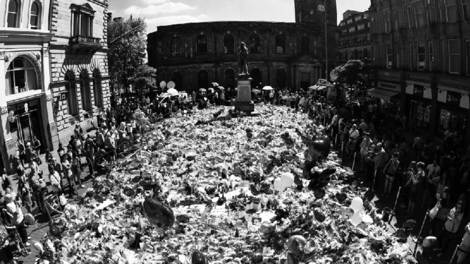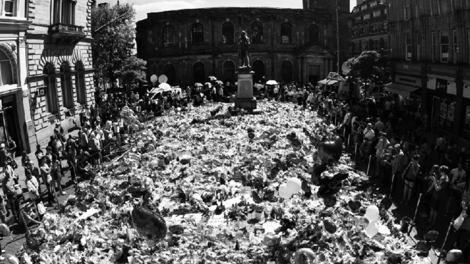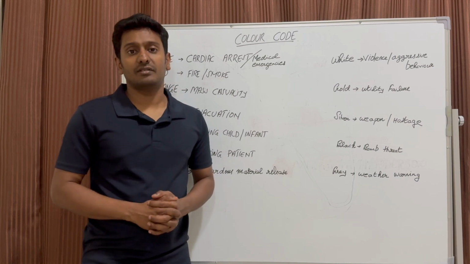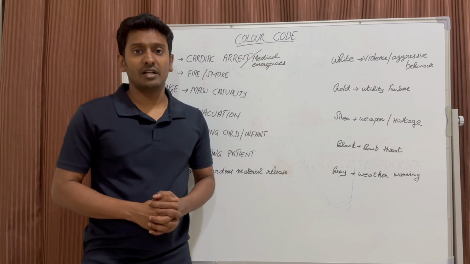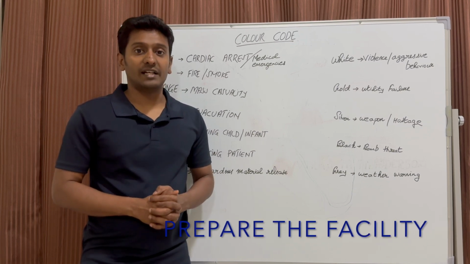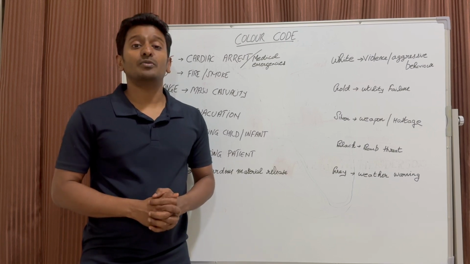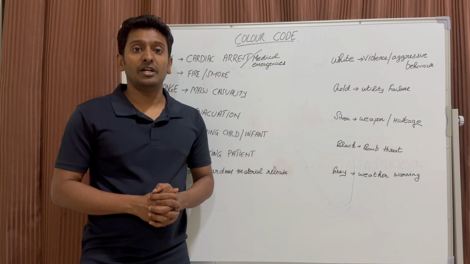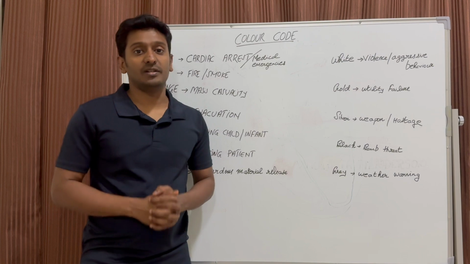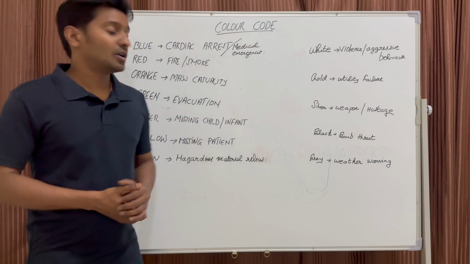The next code is code orange. This code is announced when there is a mass casualty. This happens outside the hospital, which can be a result of an external disaster or any other unprecedented event. So what happens inside the hospital? The whole hospital team will get ready by arranging adequate staff and enough equipment. Once the patients come into the hospital, by doing triage, they will prioritize the patients accordingly.